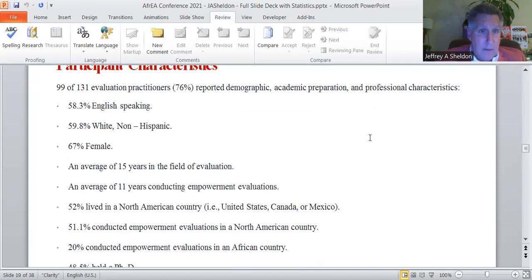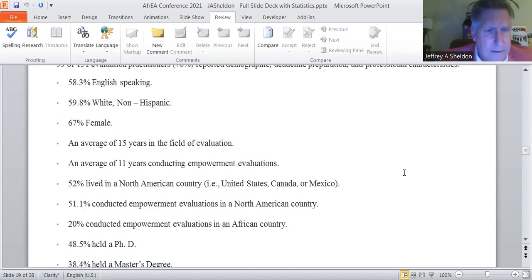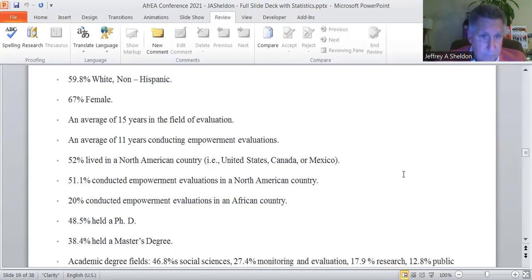So anyway, here are the participant characteristics. 99 of 131 respondents, 76%, reported their demographic, academic preparation, and professional characteristics. 58.3% English speaking, that's the primary language. 59.8% white, non-Hispanic, 67% female. An average of 15 years in the field of evaluation, and an average of 11 years conducting empowerment evaluations. That was something. I didn't quite expect that.